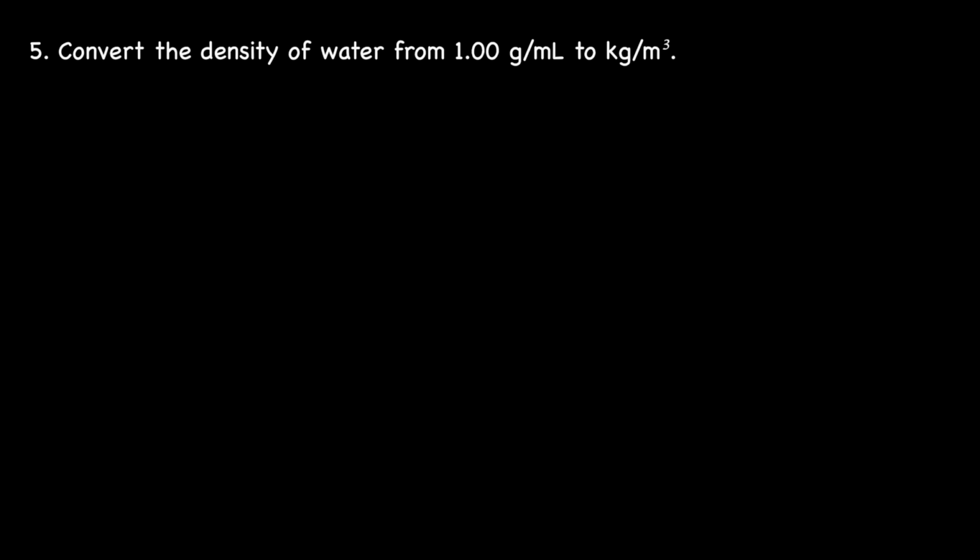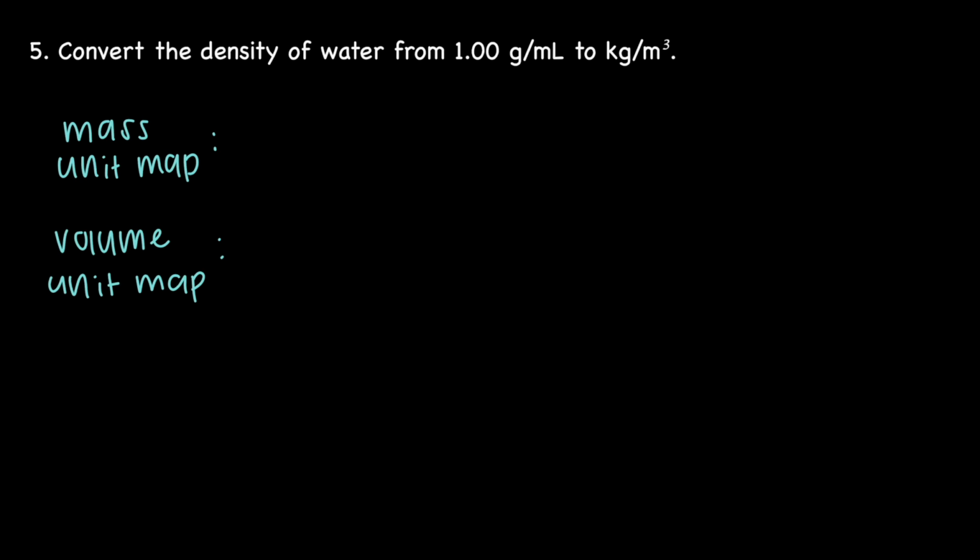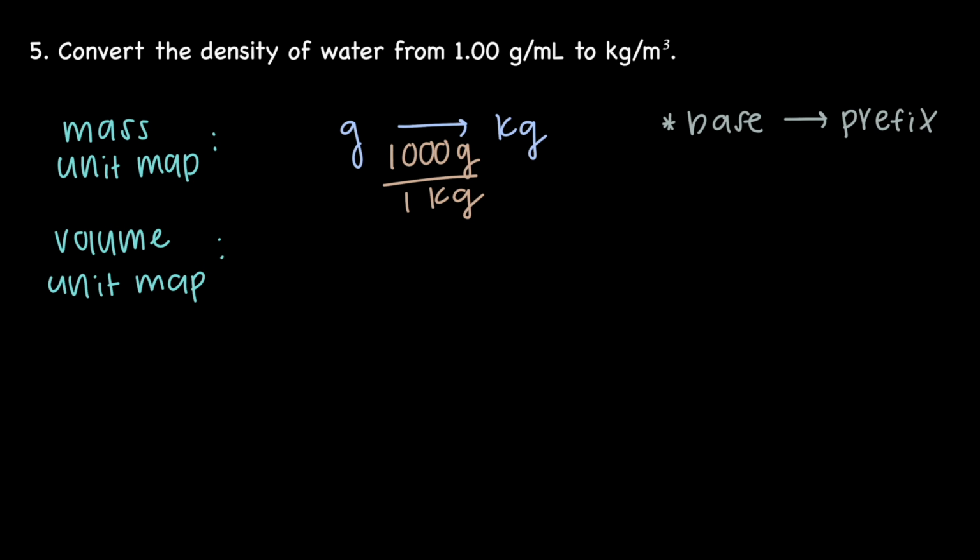Number 5. Convert the density of water from 1.00 grams per milliliter to kilograms per cubic meter. We can start by creating a unit map for both mass and volume. We need to convert grams to kilograms and milliliters to cubic meters. Converting from grams to kilograms will be a base unit to prefix conversion where we only need one step. We will use the conversion factor 1,000 grams for every 1 kilogram.